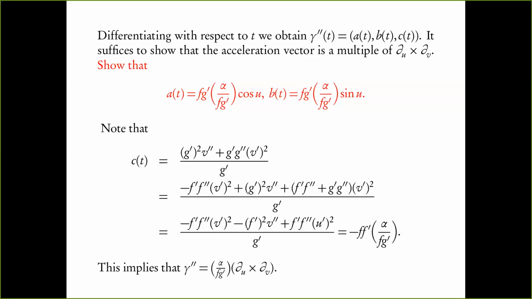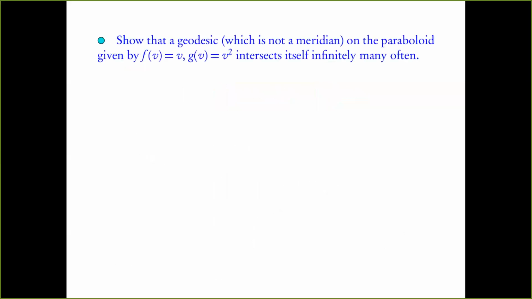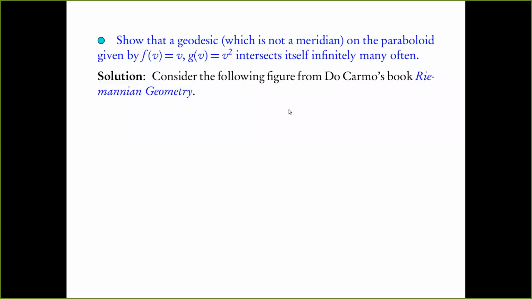All right, so now let's come to the actual question that I am personally interested in. You look at a geodesic which is not a meridian. We know that meridians are geodesics, and meridians on a paraboloid are not very interesting. They're simply the curve z equals x squared, and then if you rotate it around the z-axis, you get all the meridians. But those are not very interesting. So you choose a geodesic which is not a meridian, and you have to show that it intersects itself infinitely often.